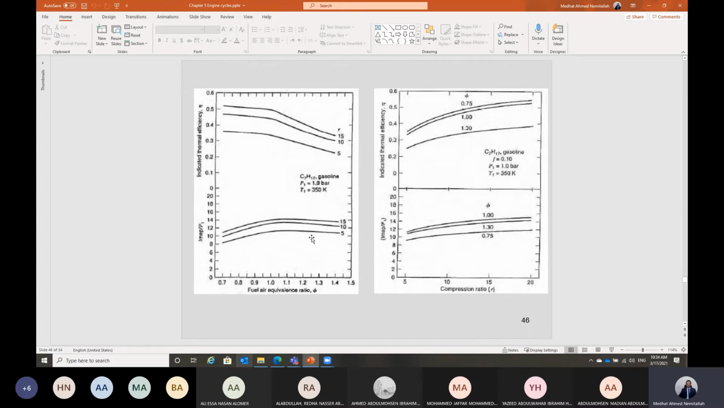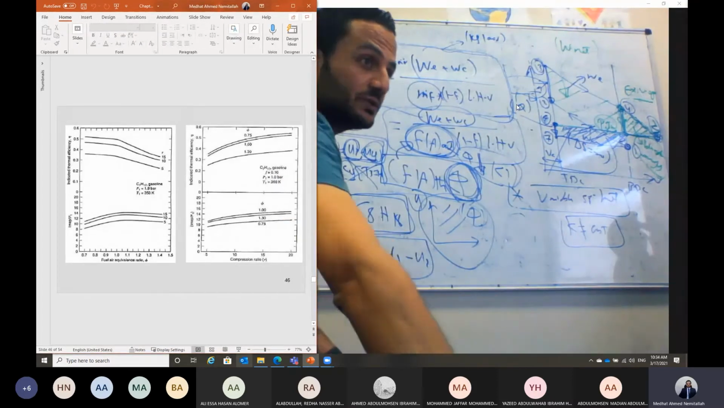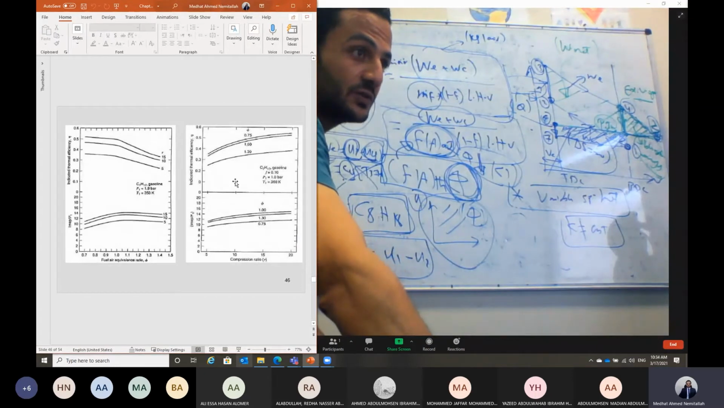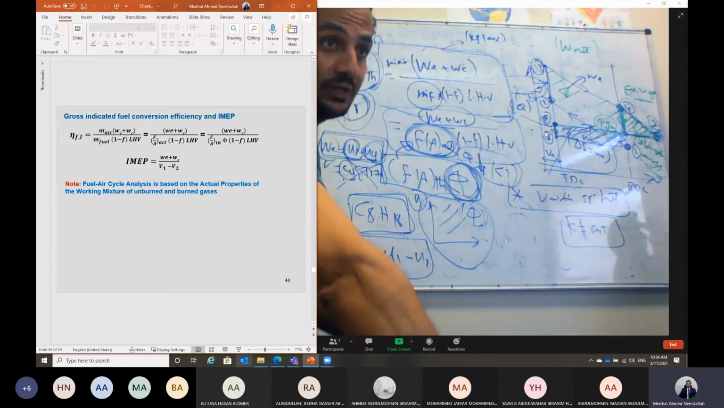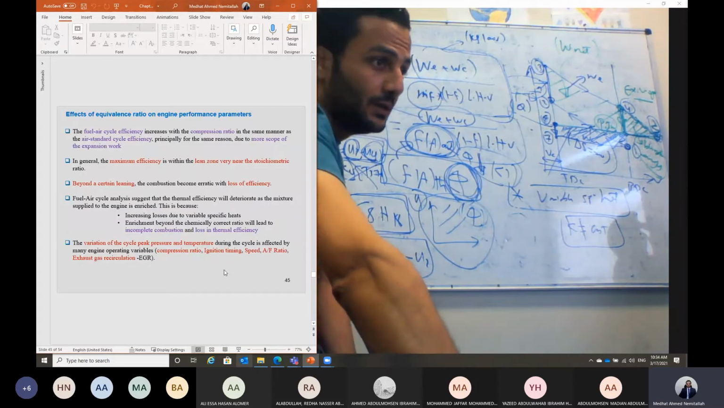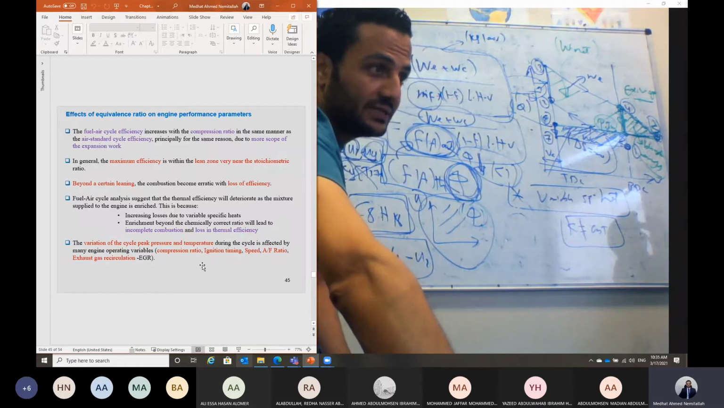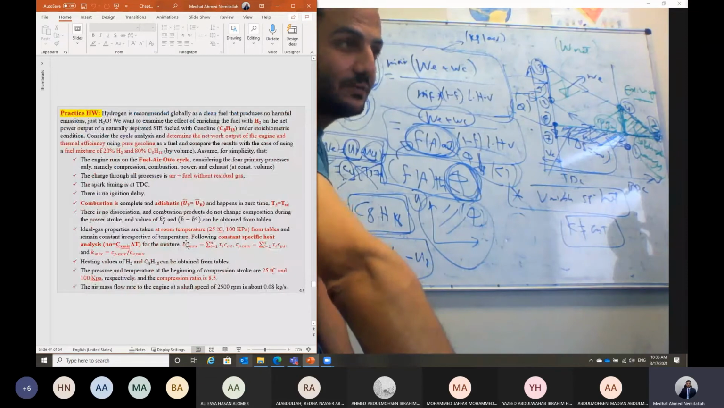Okay. So this is, Shabab, also as you can look here, the brake mean effective pressure or the indicated mean effective pressure. We can define it, Shabab. Indicated mean effective pressure is defined as what? The net work, expansion plus compression, divided by V1 minus V2, which is the displacement volume of the engine in this case. Okay. So here, Shabab, this is all we can say about the fuel air cycle.